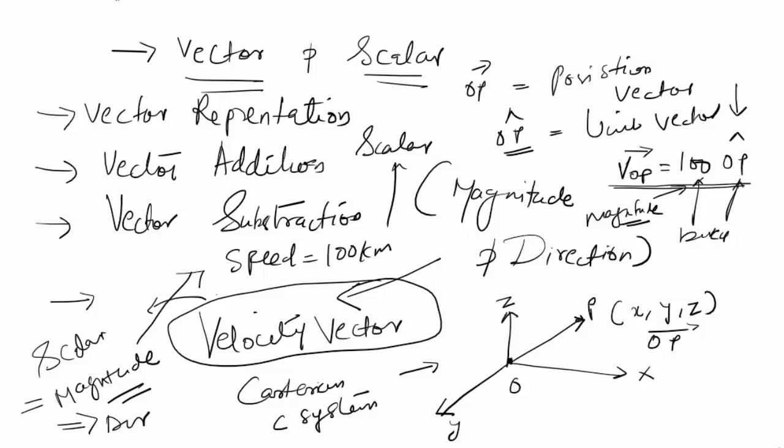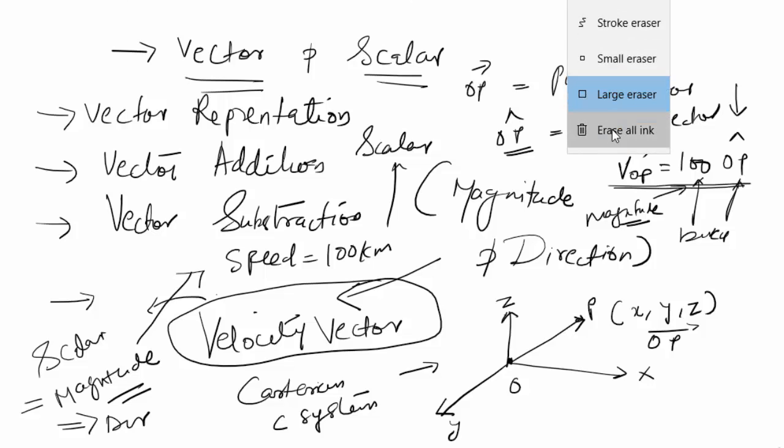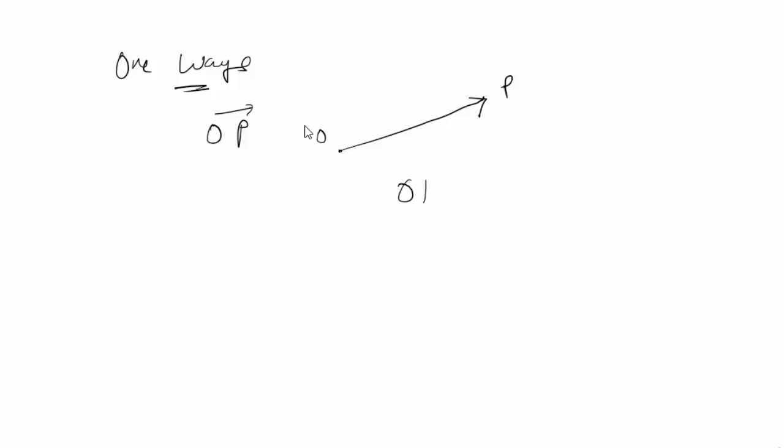And the next is about how to represent a vector, or how to draw a vector. This is one of the ways to draw the vector. I will simply say that a vector OP can be drawn as starting from O and going to P. If I draw it this way, then I'll say that the direction of the vector is from O to P.